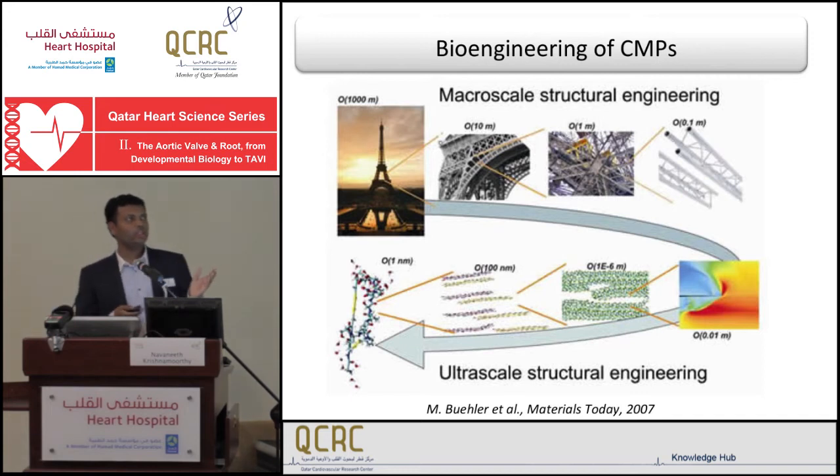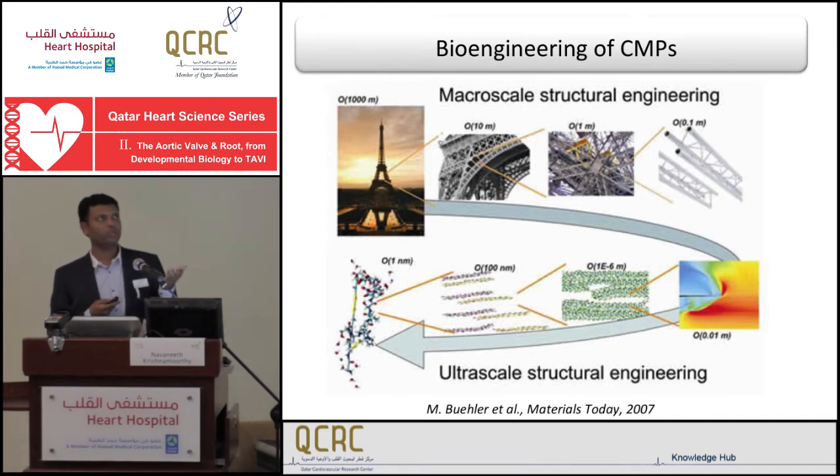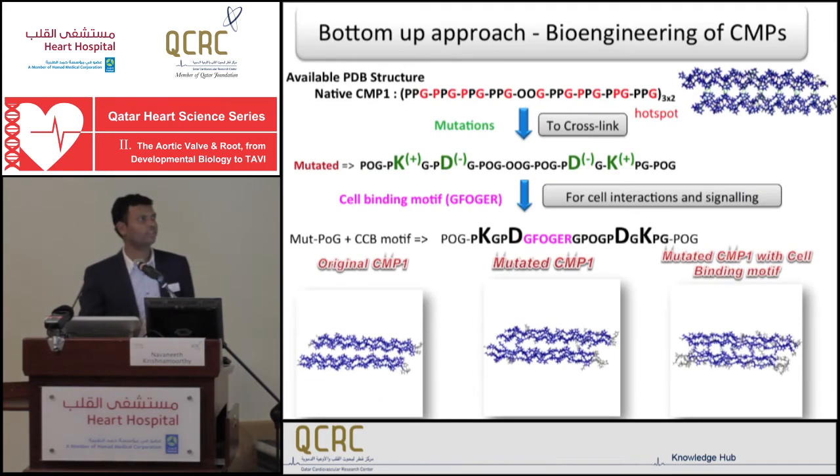So you can try to imagine how we are going to do the bioengineering of collagen mimetic peptide. Consider this is the normal way of building the Eiffel Tower or any construction. It is the same way, but we are working at the ultra scale level. So we are going to do the molecular refinement and molecular interactions by increasing the interaction between the molecules, and then we are going to produce it.